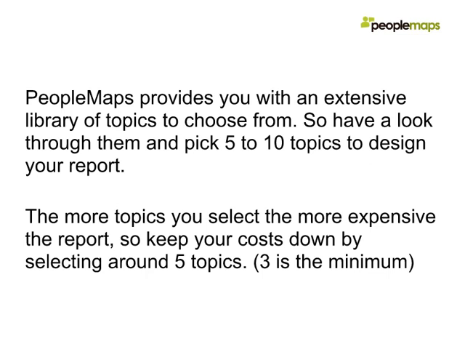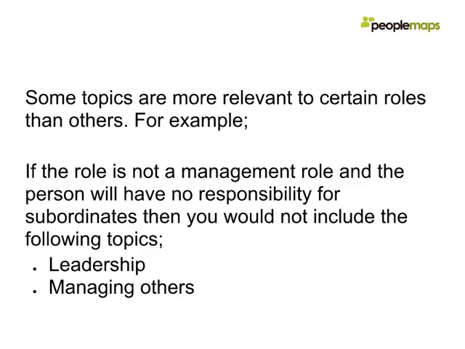So People Maps provides you with an extensive library of topics to choose from. So you have a look through them and you pick around 5 to 10 topics to design your report. The more topics you select, of course, the more expensive the report. So keep your costs down by selecting around 5 topics. 3 is the actual minimum.